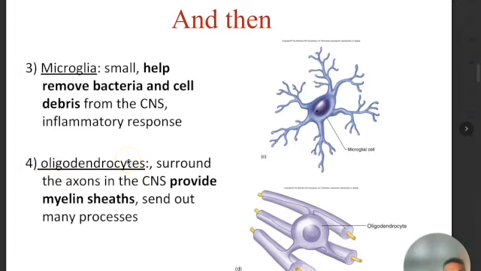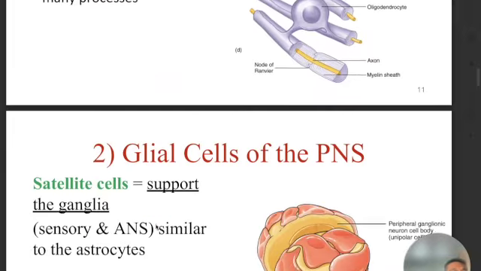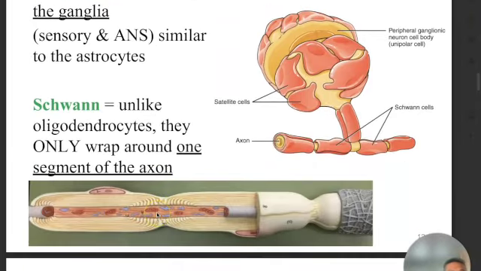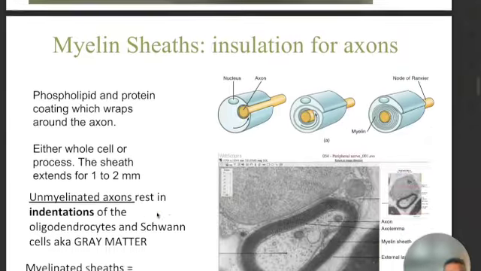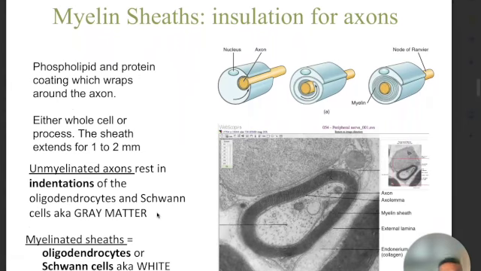The oligodendrocytes in the central nervous system surround the axons in the central nervous system, provide the myelin sheath, sends out many processes. Even though Schwann cells and oligodendrocytes both insulate and make the myelin sheath. So here's that myelin sheath. Okay, so it wraps around like this. Node of Ranvier, again, is that gap.